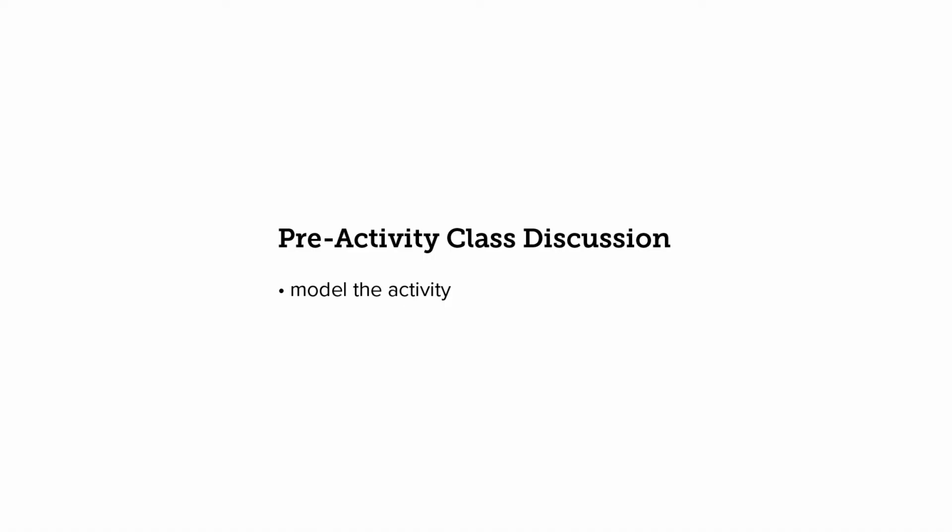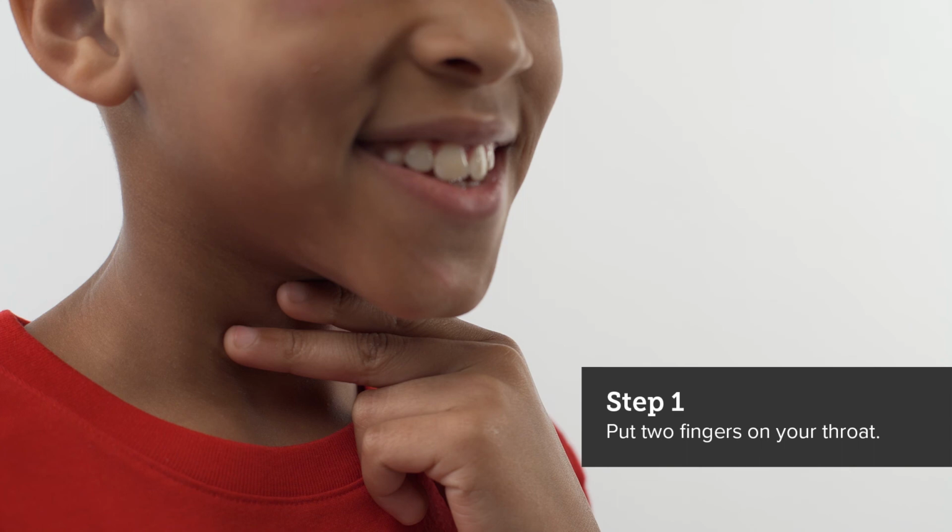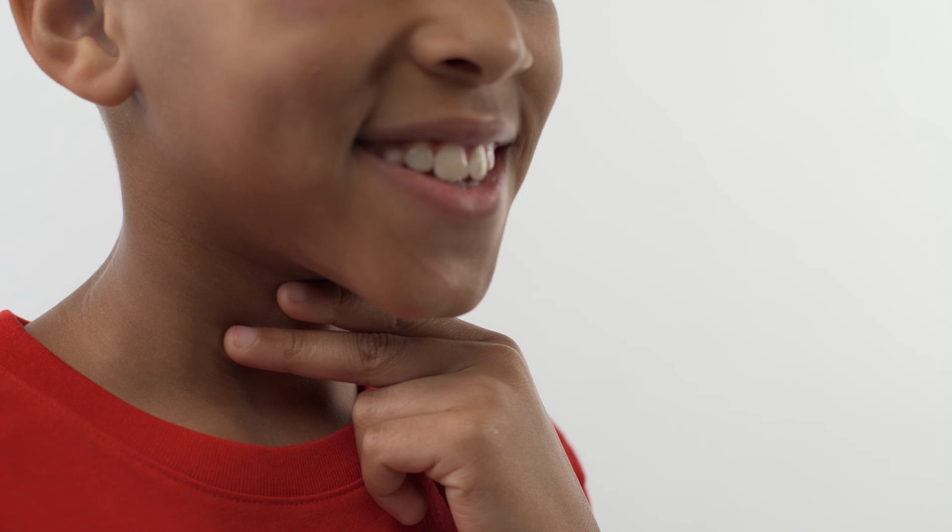To help ensure a smooth activity, include these topics in your pre-activity discussion with your class. To make sure all students understand the procedure, model each step for the class. For Step 1, show students how and where to place their fingers on their neck. Stress that students should gently place 2 fingers on their throat, right about where their larynx is. Check to make sure each student is placing their fingers in the correct location.